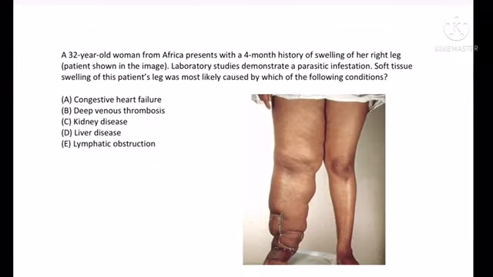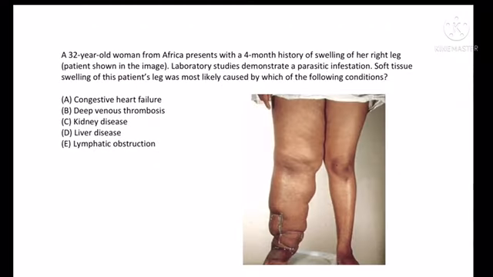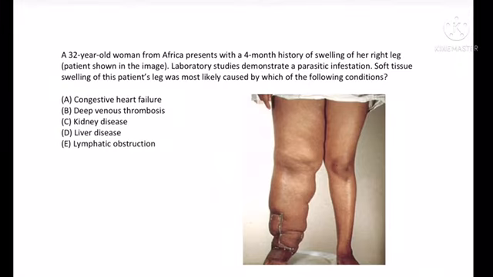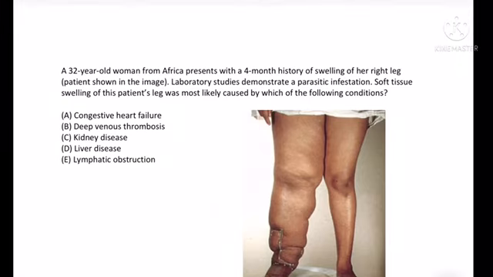So let's move to the next one. A 32-year-old woman from Africa presents with a 4-month history of swelling of her right leg. Laboratory studies demonstrate a parasitic infestation. Soft tissue swelling of this patient's leg was most likely caused by which of the following conditions? So it's very common, I think you know about this condition. It's called Elephantiasis. So they're indicating toward a parasitic infestation.